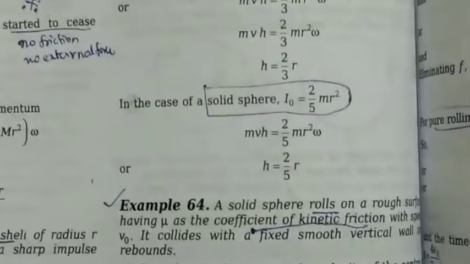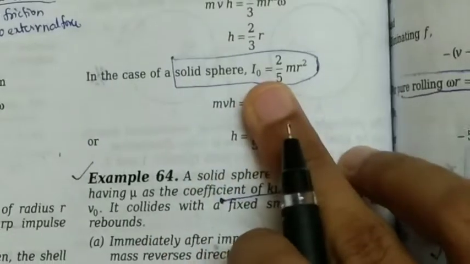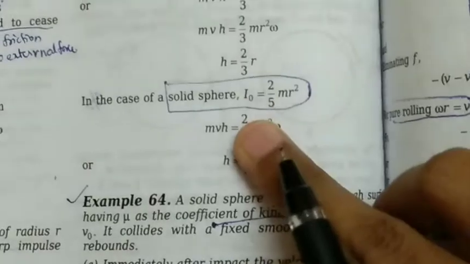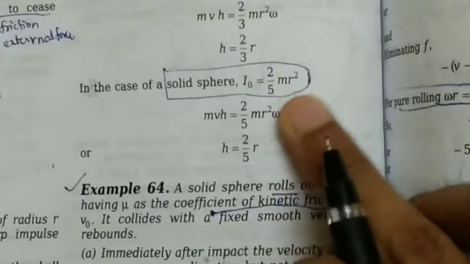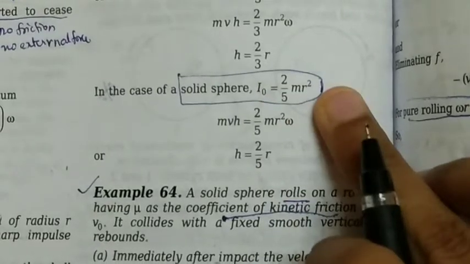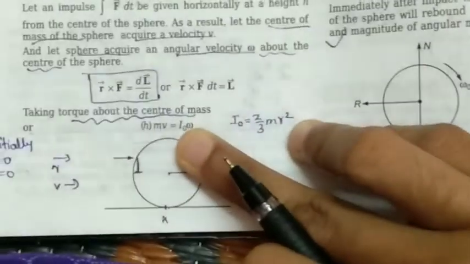And the next case is the solid sphere. This was for a spherical shell. If we consider the solid sphere, then I naught is 2 by 5 mr². The formula for moment of inertia is 2 by 5 mr². So in the place of I, we need to substitute 2 by 5 mr² in mvh = I naught ω.